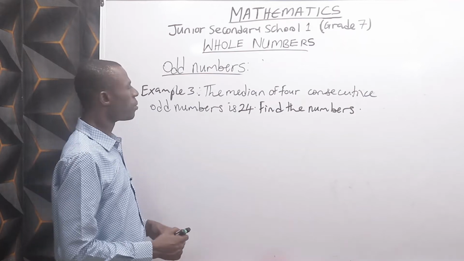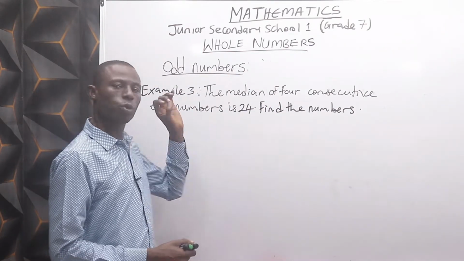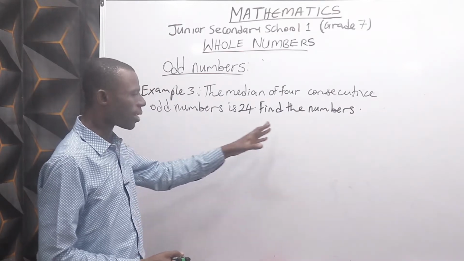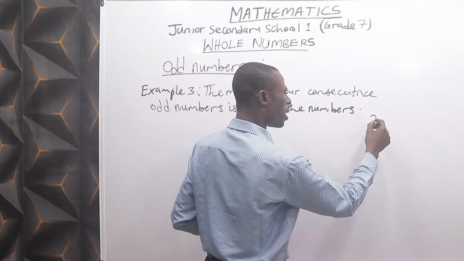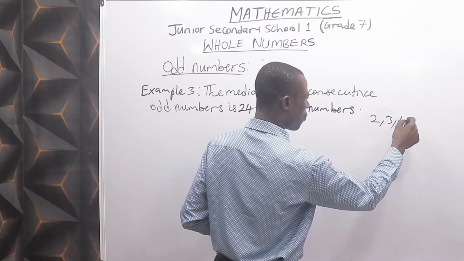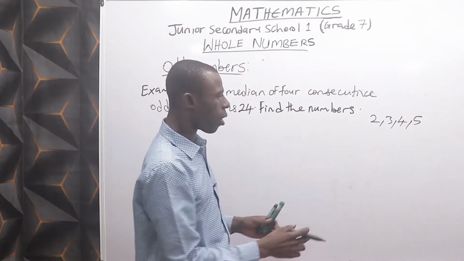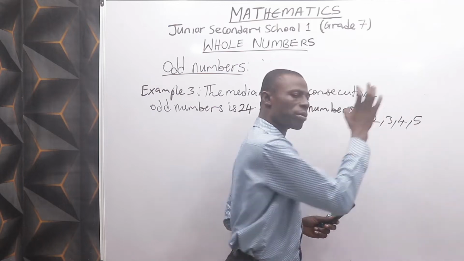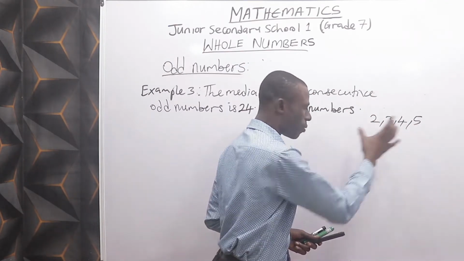Example 3. The median of 4 consecutive odd numbers is 24. Find the numbers. Don't forget, you are calculating the median of 4 numbers like 2, 3, 4, 5. These are 4 numbers, because the number of items in the set is even. Like it is 4 now.